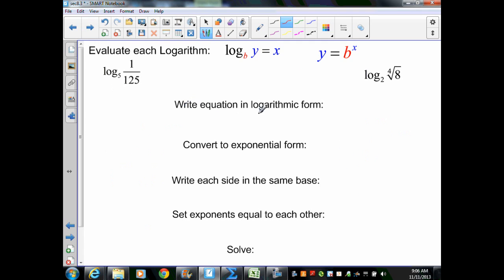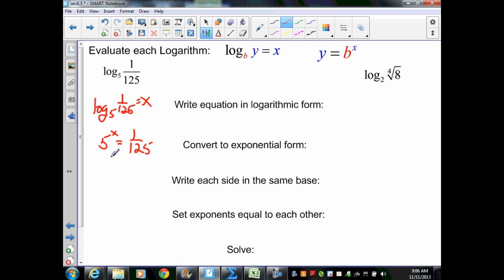Again, I want to write each equation in logarithmic form. That's going to give me log base 5 of 125 equals x. 5 to the x power equals 125.